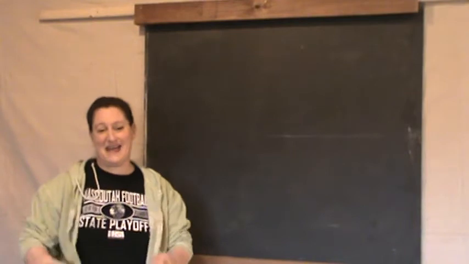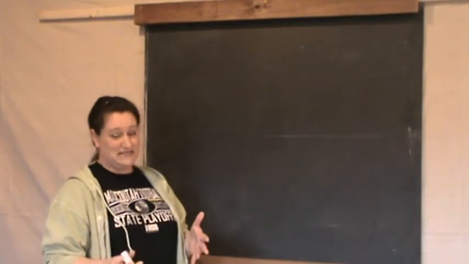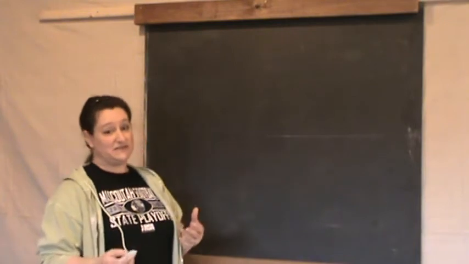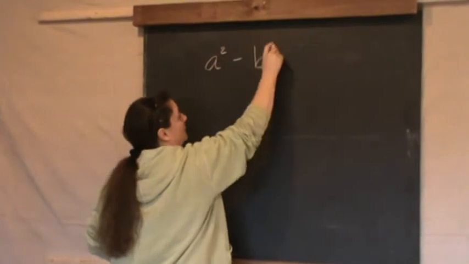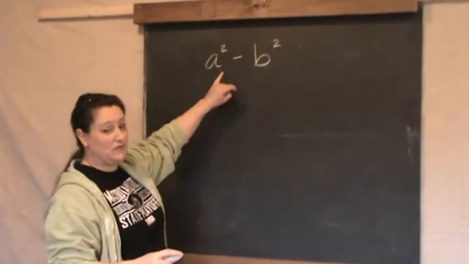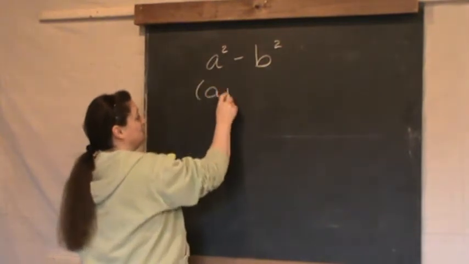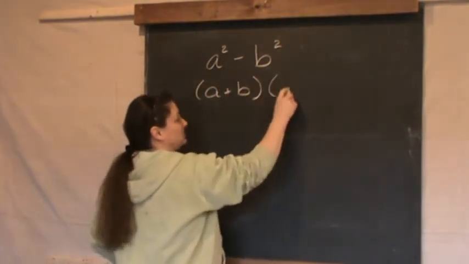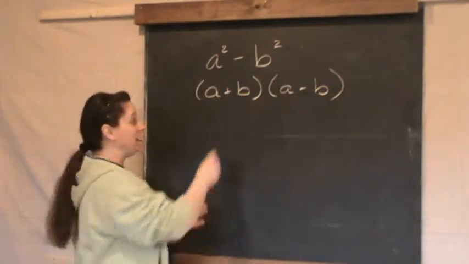All right, let's do some factoring. So the last type of factoring we did together was differences of squares. And the difference of squares was when you had one thing that was a perfect square minus another thing that was a perfect square, and it factored into the sum of the two parts and the difference of the two parts. Okay? That's the rule.